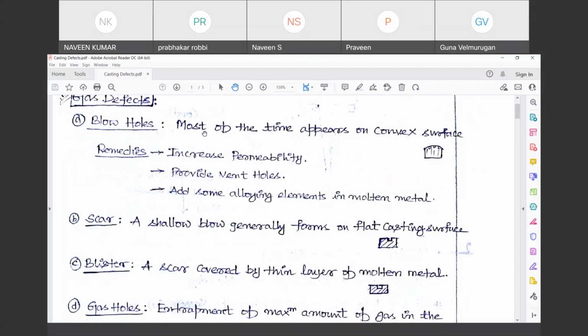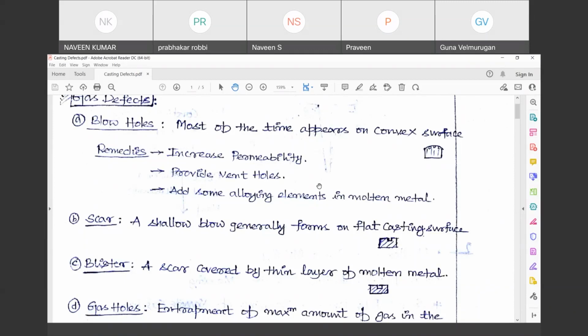Read it here. Most of the times, these appear on the convex surface. If you see this convex surface here, this is a pictorial depiction. And one more thing, if you want to read these defects clearly, you can read the manufacturing science book by Ghosh and Malik, Amitabha Ghosh and Ashok Kumar Malik. These two were professors from IIT Kanpur, and they have written this book on manufacturing science. It's a very, very nice book, good for the undergraduate syllabus.